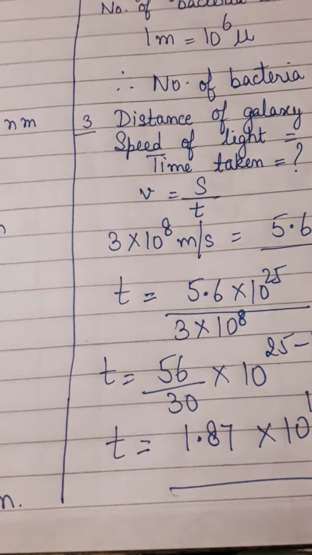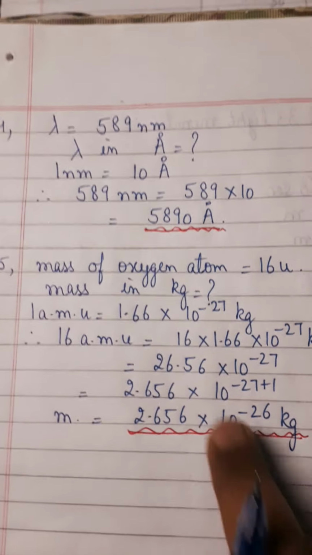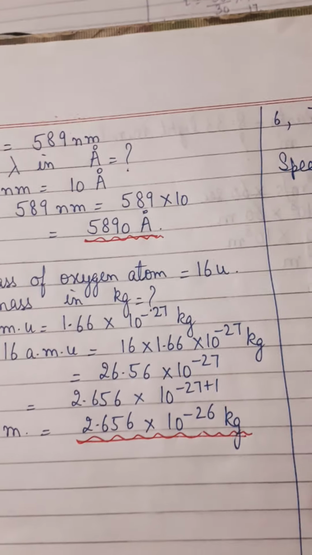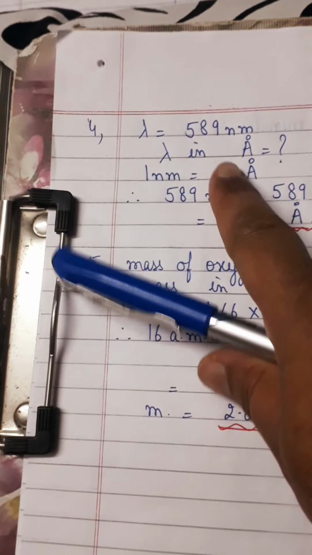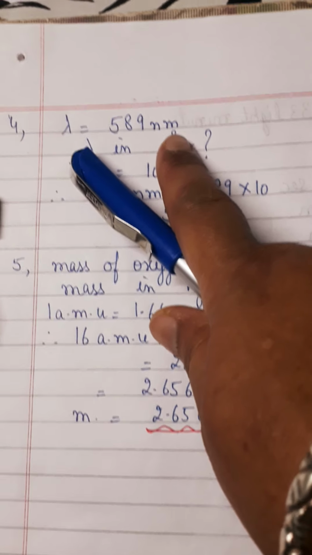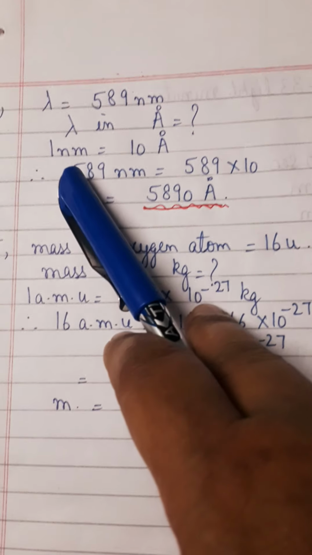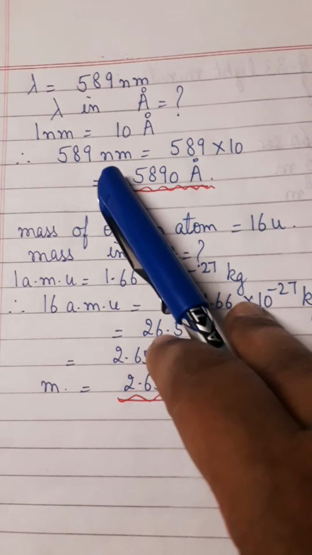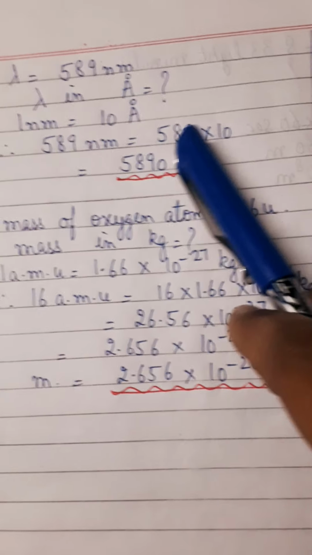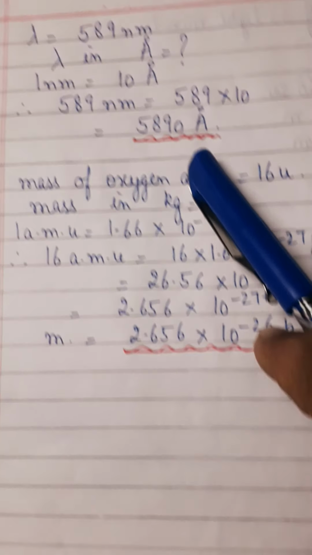Okay, so this is the third numerical. Now for convenience and in order to save time, I have solved the remaining 4th, 5th, 6th and 7th numerical. I'll quickly do these numericals with you. The fourth question says that the wavelength of light is given to be 589 nanometers. You need to convert it into angstrom. Now how to go about it, children? 1 nanometer is equal to 10 angstroms. Now you need to convert 589 nanometer to angstrom. That will be 589 into 10. So that becomes 5890 angstroms. That's your answer.